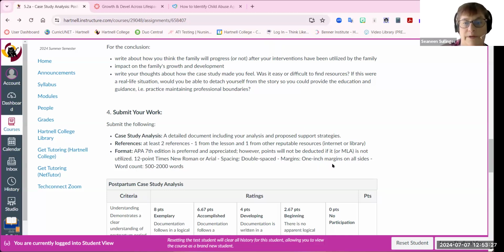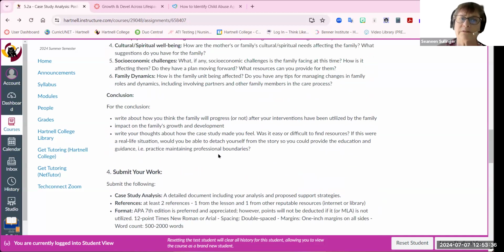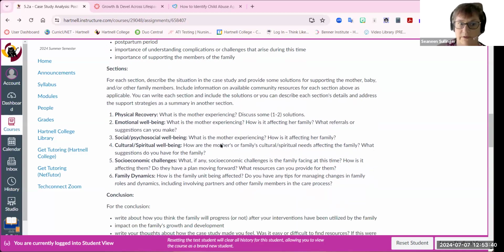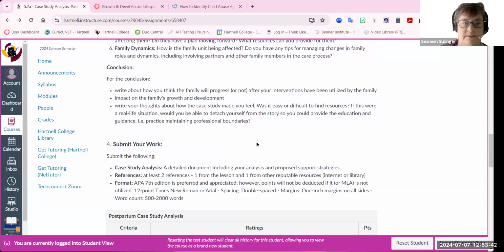12-point font, 1-inch margins would be great. At least 500 words. You can go more than 2,000, but you don't have to. It has to be at least 500, which you should have way more than 500 if you go through and answer all of these questions in some detail.